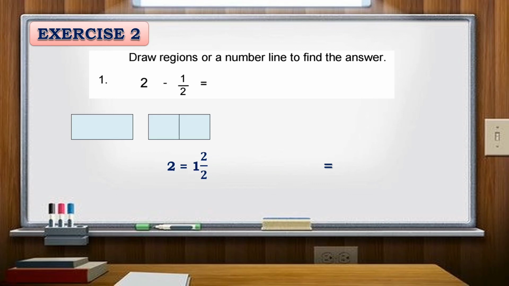Then rename 1 whole to a fraction equal to 1. So now, 2 is renamed into 1 and 2/2. Then let's subtract the whole number. Since we don't have a subtrahend in the whole number area, let's copy 1. Then subtract the numerators. 2 minus 1 is 1. Then copy the common denominator 2. So our difference in 2 minus 1/2 is 1 and 1/2.